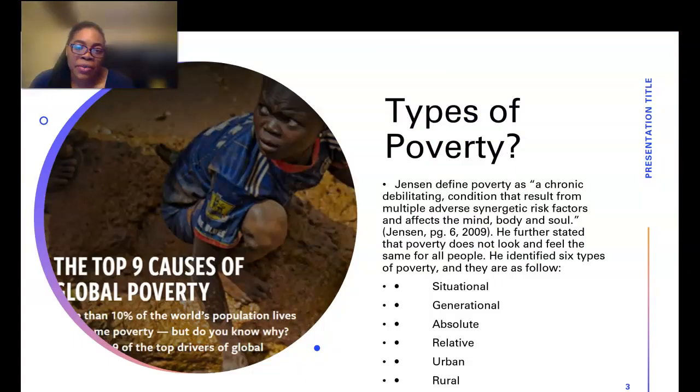And we have types of poverty. According to Jensen, poverty is described as a chronic, debilitating condition that results from multiple adverse synergetic risk factors and affects the mind, body, and soul. He further stated that poverty does not look and feel the same for all people. He identifies 6 types of poverty, and they are as follows: situational, generational, absolute, relative, urban, and rural. And I shall explain them a little further.